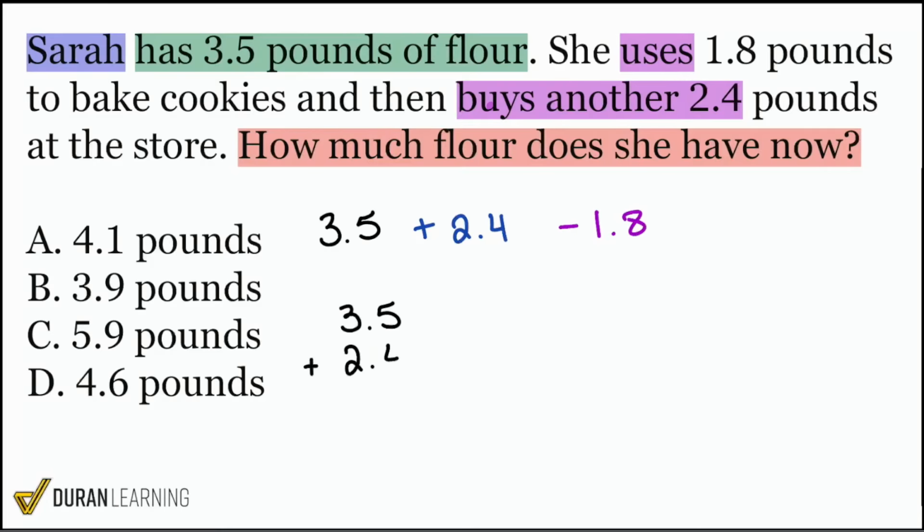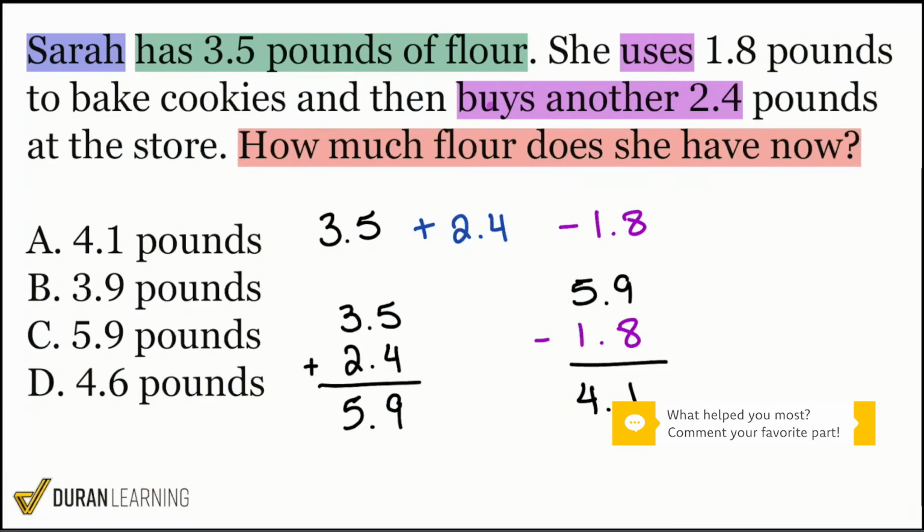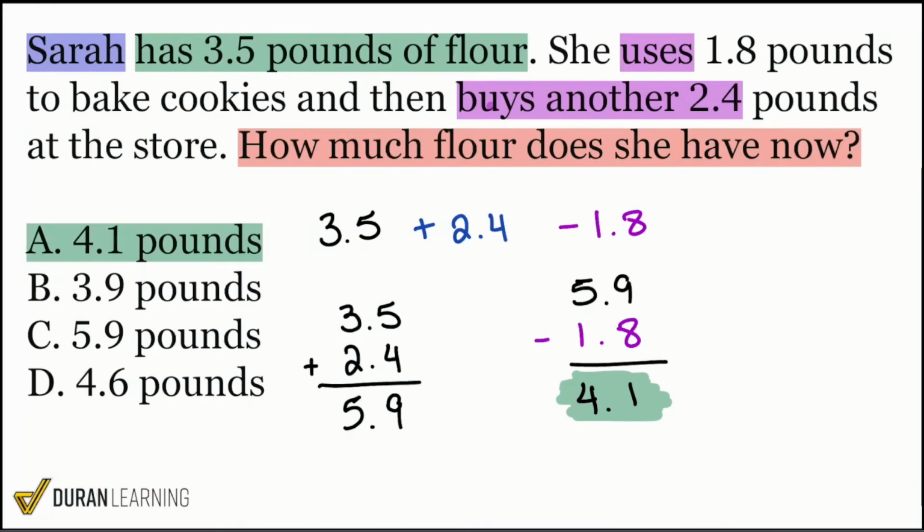Take a look. This is going to make things slightly easier because when I go ahead and add 3.5 and 2.4, look at what this helps me out with. 0.5 and 0.4 makes 0.9. 3 plus 2 makes 5. So we have 5.9. And when I go ahead and subtract the 1.8, notice that I don't have to borrow anything because I can straight up go 9 minus 8. And we all know that that's going to be 1. And so then 5 minus 1 gives us 4. And so our final answer is going to be 4.1. And there we are. Booyah, nice and easy. 4.1 pounds, which is answer choice A.